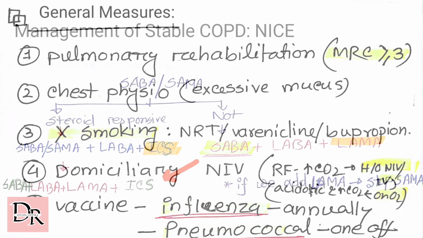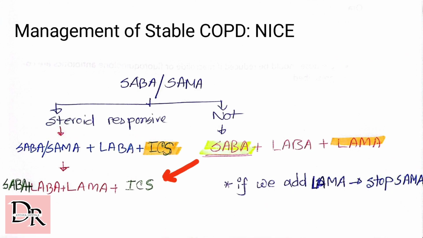Now we'll discuss stepwise management of COPD according to NICE guideline. First of all, we'll need to provide a short-acting bronchodilator, that is SABA or SAMA. SABA is like salbutamol and SAMA is ipratropium. We can use either SABA or SAMA. And then we'll identify if the patient has asthmatic features or steroid responsiveness.